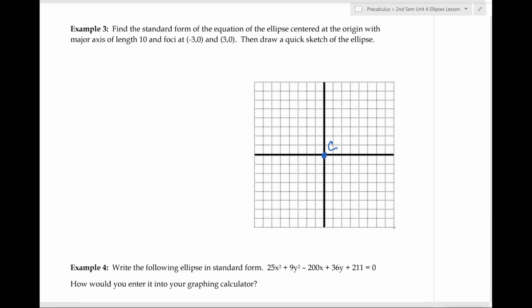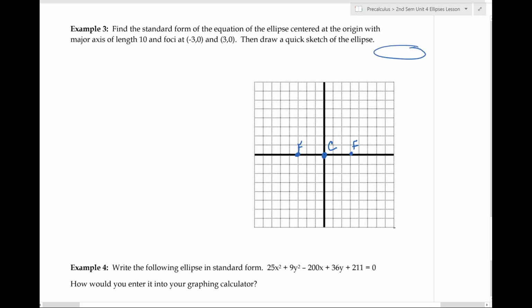With foci at -3, 0. So there's one of the foci. And then the other focus is at 3, 0. Okay, now guys, what are the pieces of information we need for standard form? Also, we need to remember which way this is opening. If the focus is going horizontally, that means our major axis is also going horizontally.